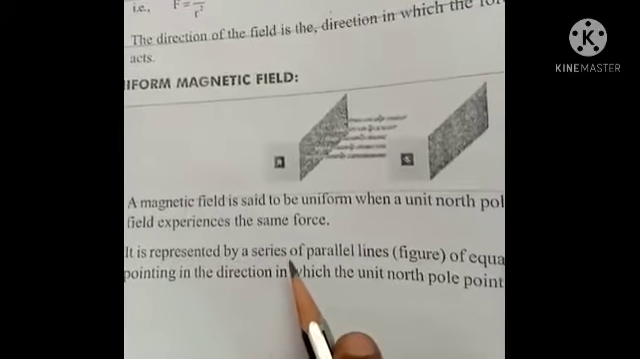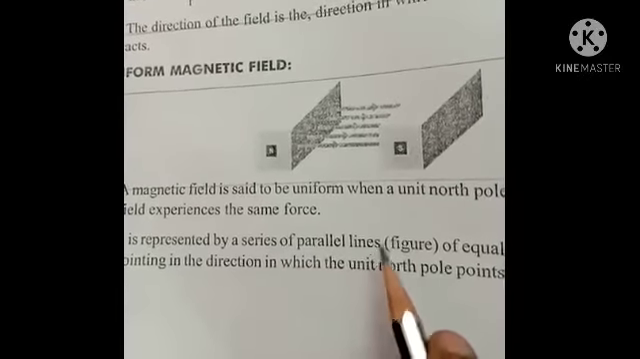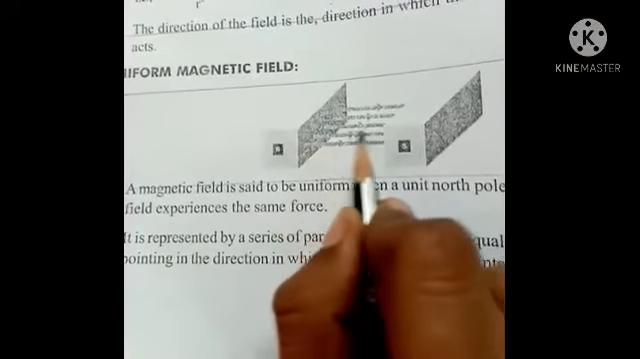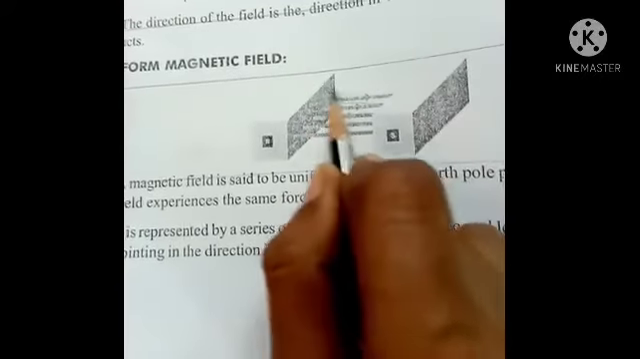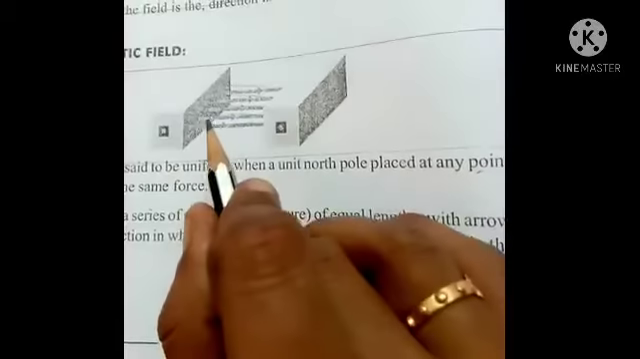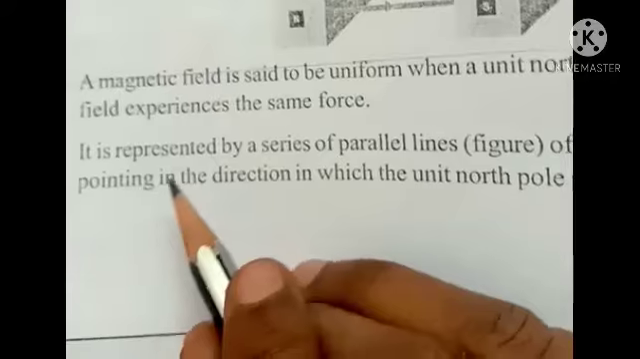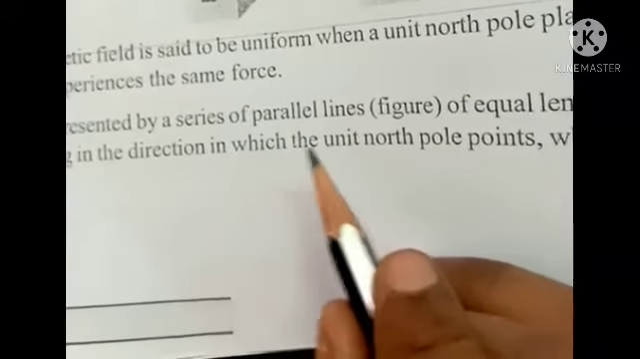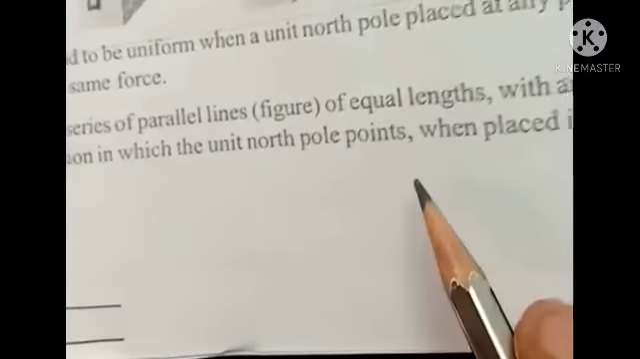It is represented by a series of parallel lines. These are parallel lines of equal length, having equal arrowheads pointing in the direction in which the unit north pole points when placed in the field. This is the uniform magnetic field.